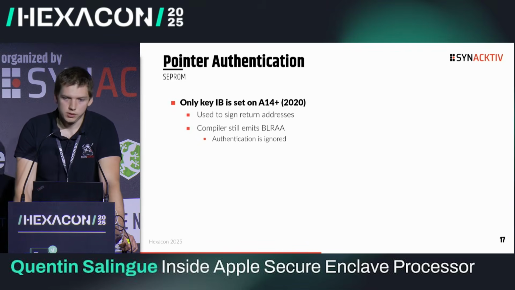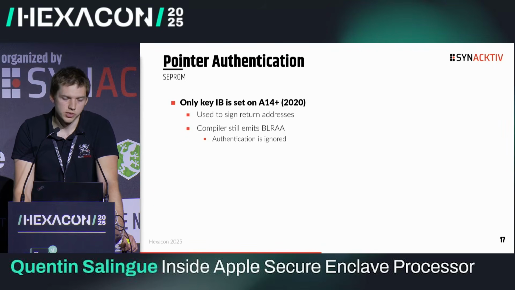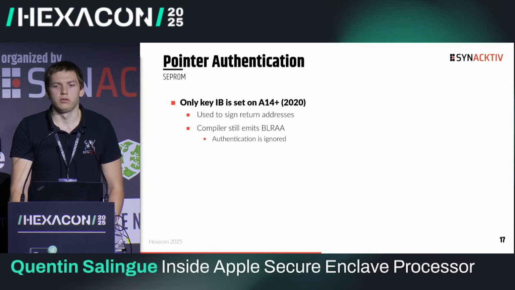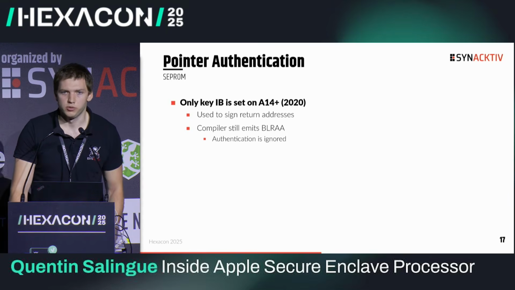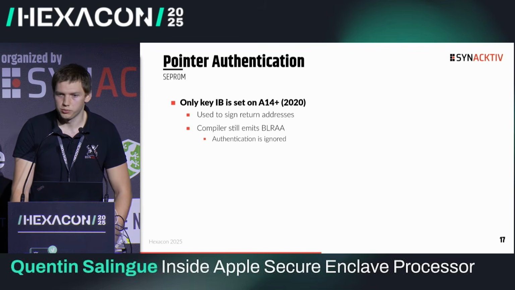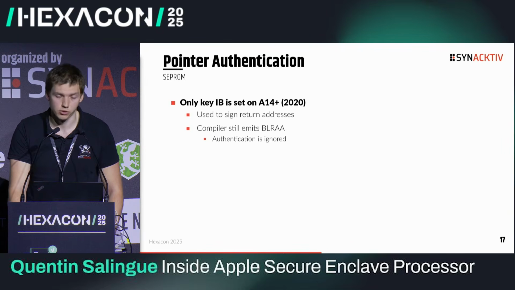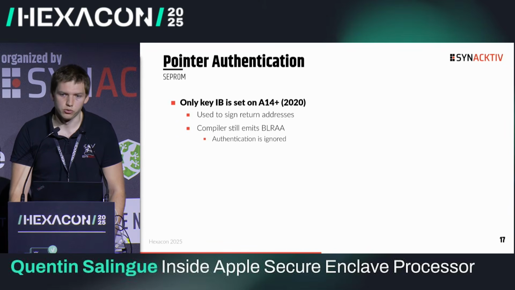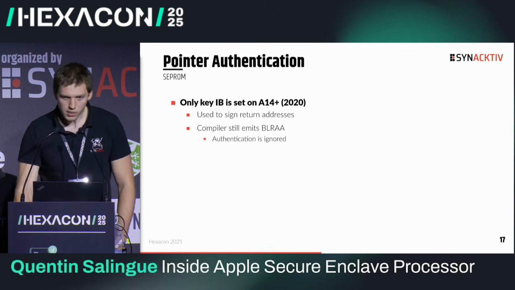So how is it used in SEP? First, in the SEPROM, you have only the key IB that is set on A14. It's used to sign the return addresses so that you can't overwrite them on the stack. For some reason, the compiler still emits authenticated branches with the A key, even though it's not used. But it's not a problem because since it's not set, the authentication is ignored, and it just works.